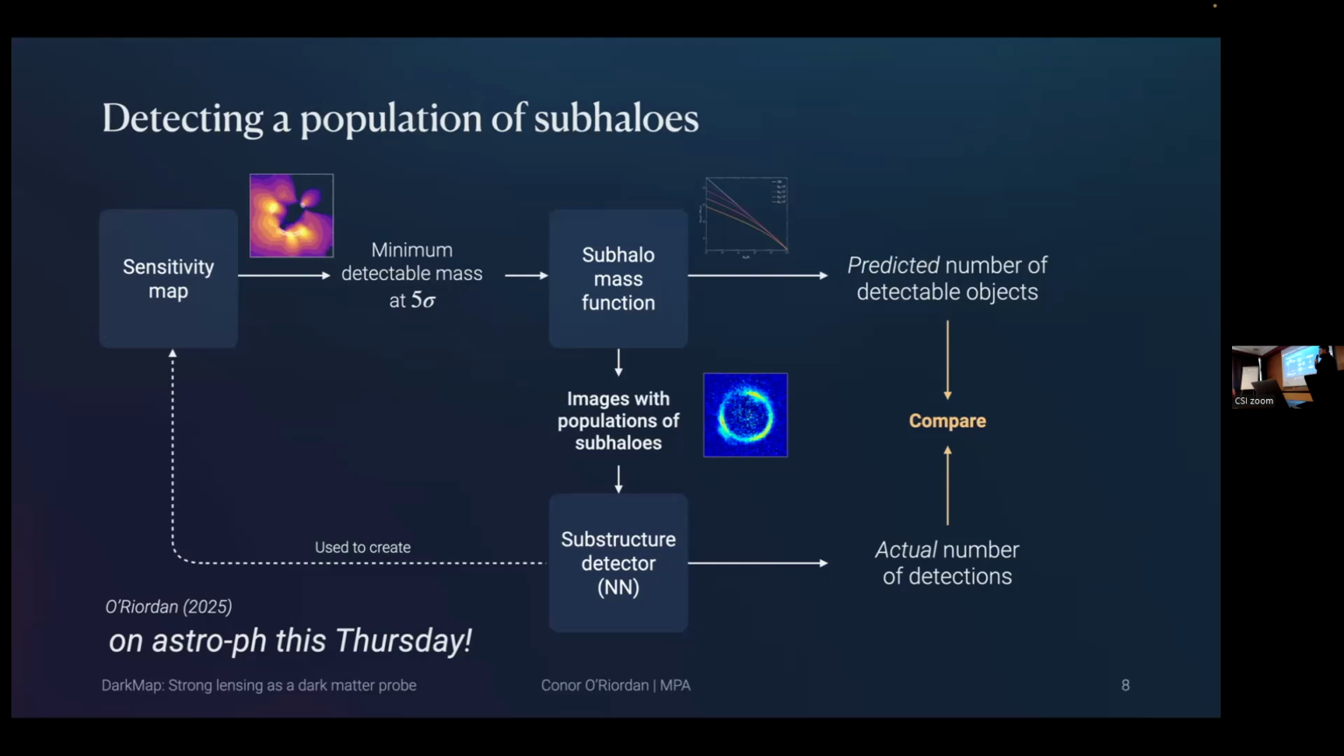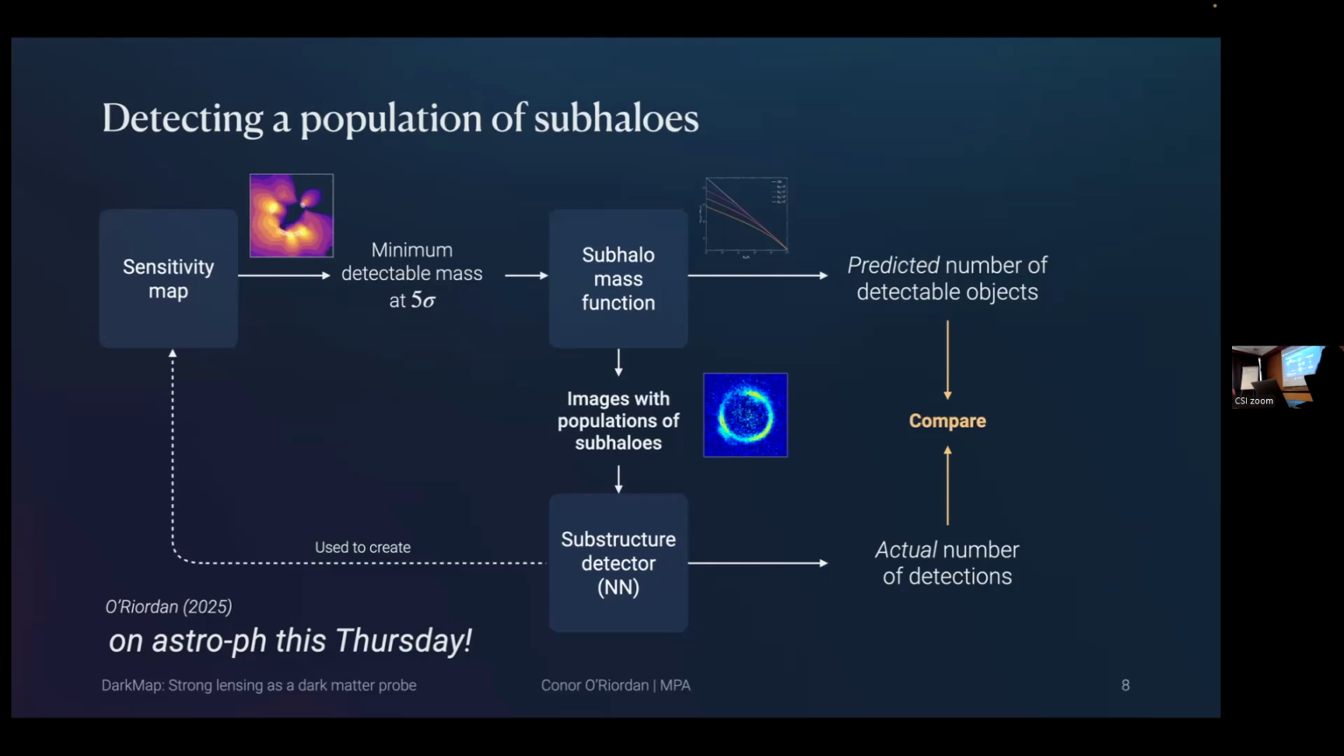This gives you the minimum mass that you could detect in each of those images. From the dark matter model, we get the subhalo mass function. And the combination of these two tells you, for that lens, in an average realization of CDM, how often would you make a subhalo detection, given that subhalo detections are always an individual object.